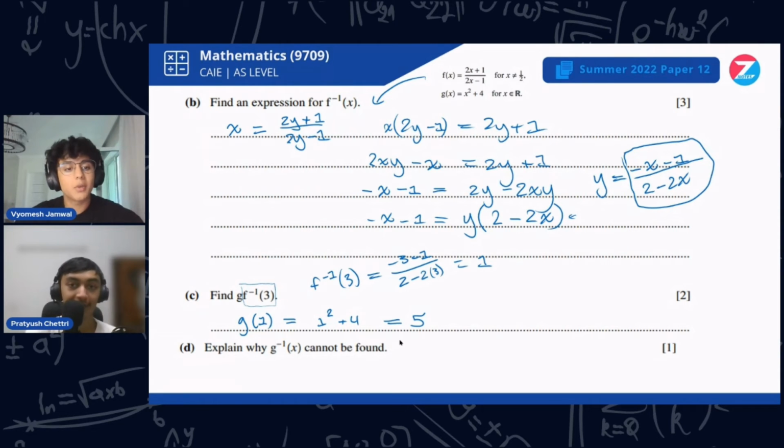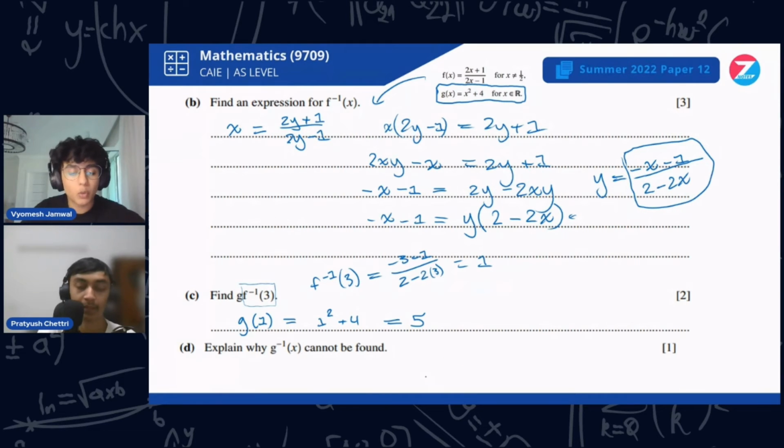And for the last question, D, explain why g inverse cannot be formed. Again, if we look at it, g of x has x squared plus 4. And when we try to find the inverse of it, it would definitely have a square root. And as said, if we have a square root in the expression, it's going to cause a one-to-many function.